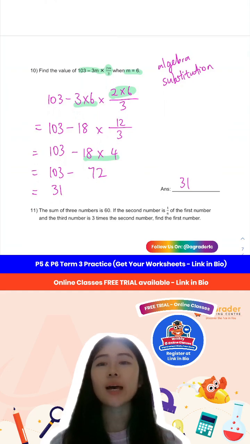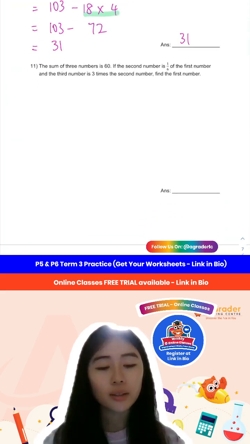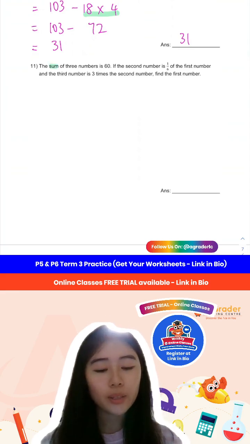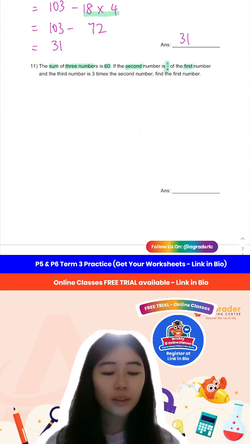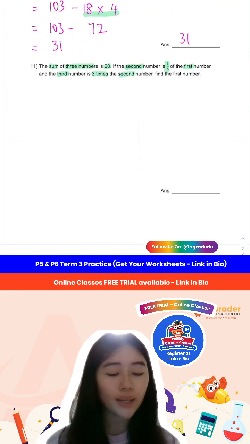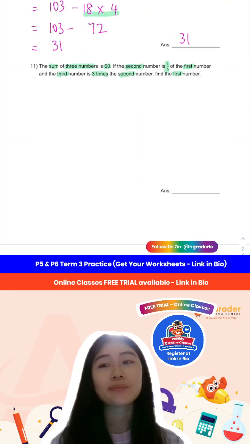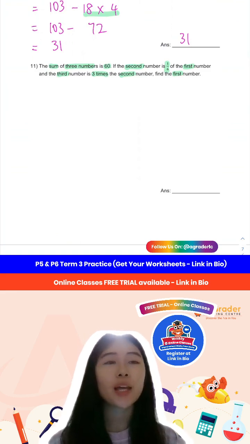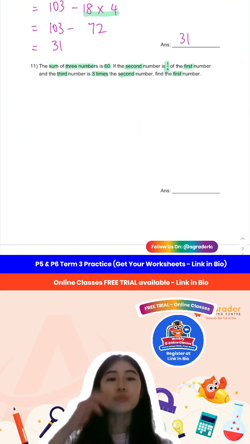We're down to our last 3 questions, okay? So let's take a look at the next one. The sum of 3 numbers is 60. If the second number is 1/6 of the first number, and the third number is 3 times the second number, find the first number. I'll give you some time if you are doing this on the spot. You can either use units or you can use a model for this. Both are okay.